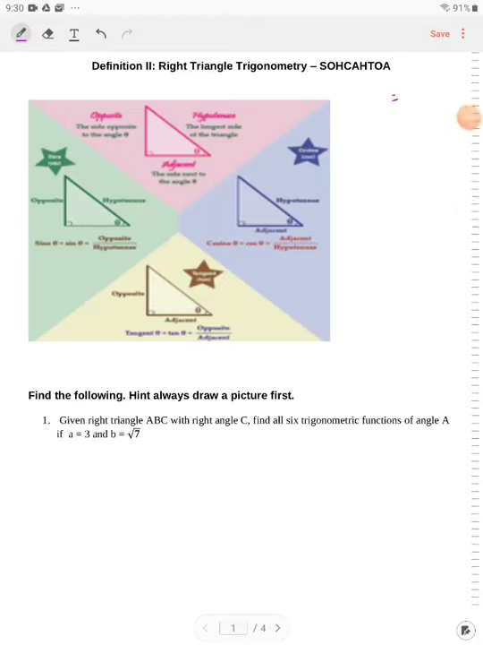We'll be looking at the right triangle trigonometries, the sine, cosine, tangent, and the reciprocal functions in terms of the sides of a triangle. So SOHCAHTOA is an acronym to help you remember which side ratios will give you sine, cosine, or tangent. So sine of theta is equal to the O stands for opposite side over the hypotenuse.